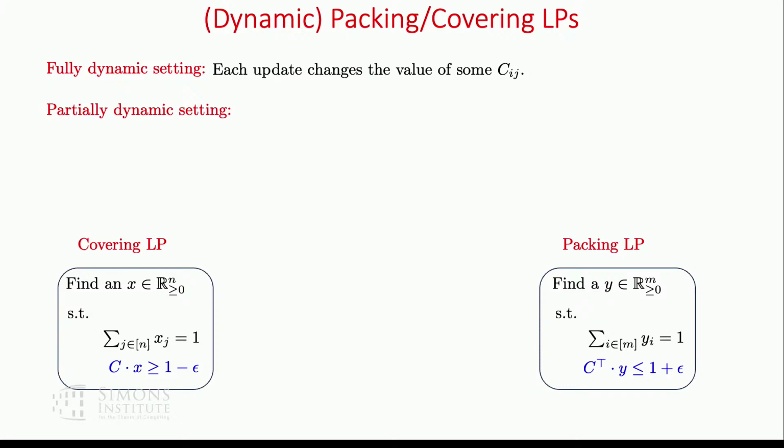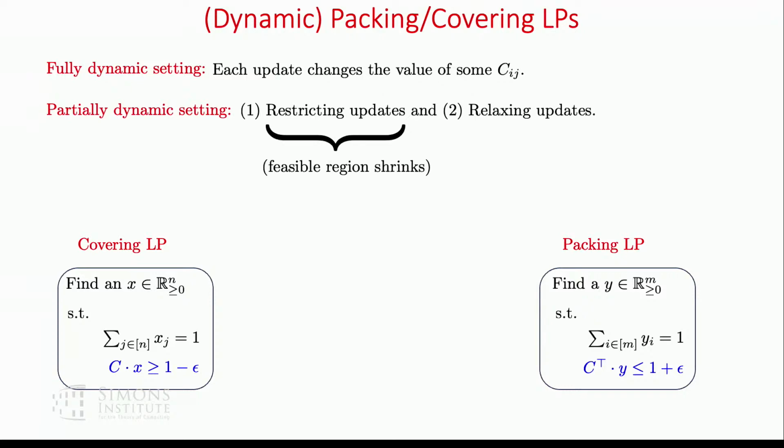What will be the partially dynamic settings? You can think of two settings which mimic incremental and decremental algorithms for graph problems. You can talk about restricting updates and relaxing updates. Restricting updates means that the feasible region of the LP just shrinks. Relaxing updates means that the set of feasible solutions only grows.